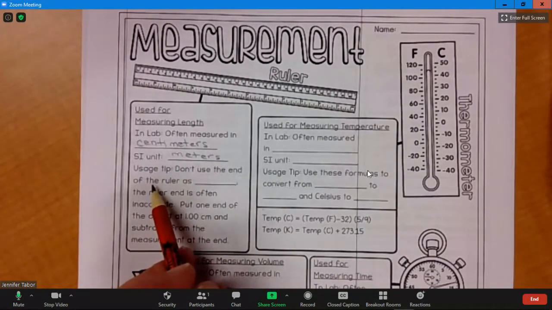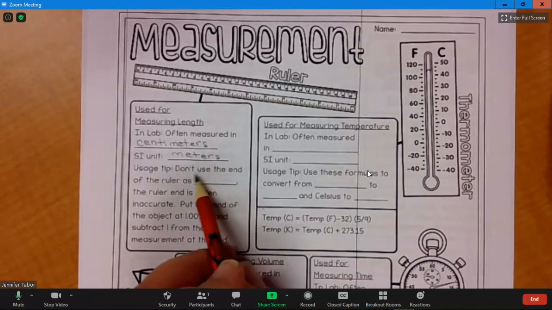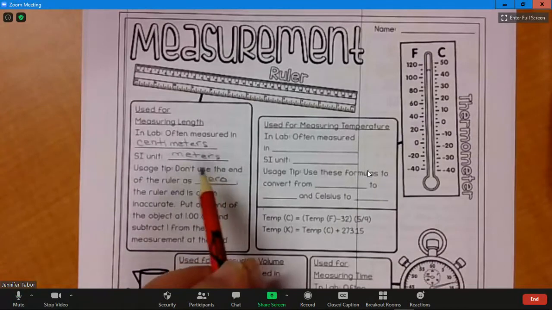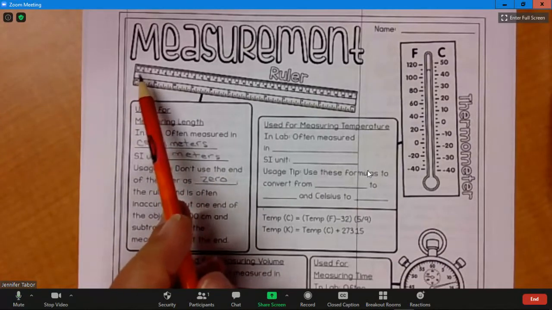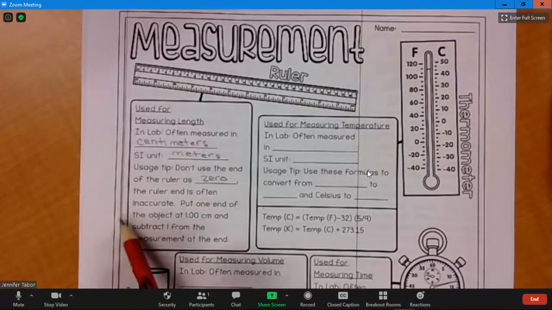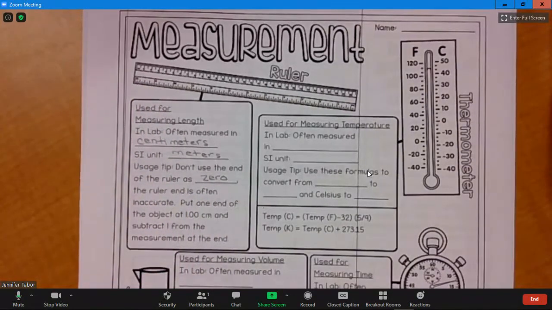So one thing that's important when you're using a ruler, the end of the ruler is not the 0 mark. There will be a line and a 0. So make sure you're measuring from that line and the 0, not the end of the ruler. You will get an incorrect measurement if you try to use the end of the ruler. So that's super important.